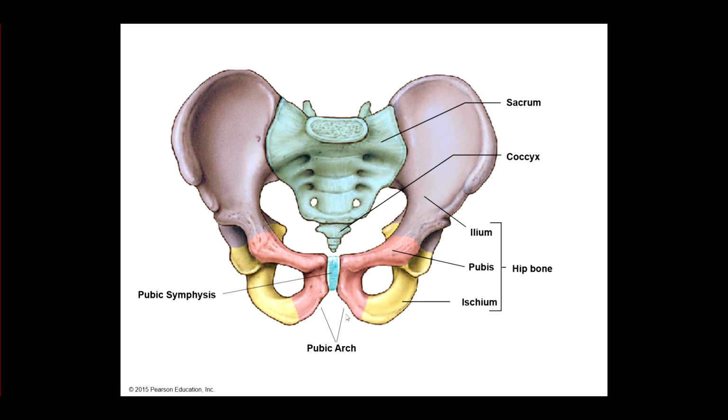You'll also notice here this kind of V-shaped area of the pelvis is known as the pubic arch. Now this would vary in a male versus a female, right? In a female, this would actually be broader. In a male, it would be more narrow, right? And that's to allow for childbirth. It would be broader in a female.